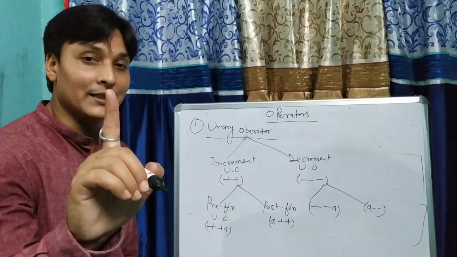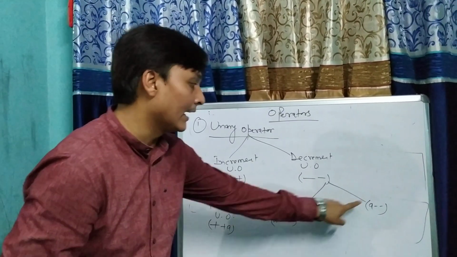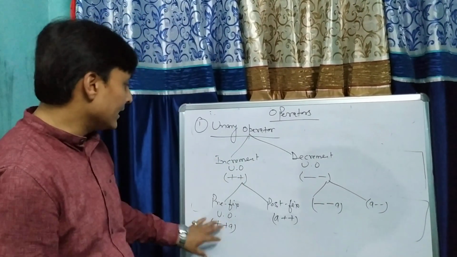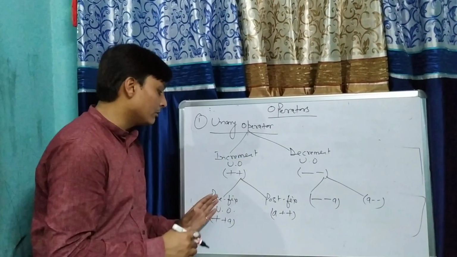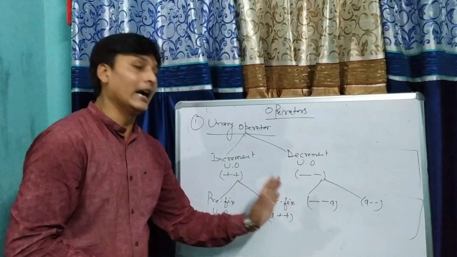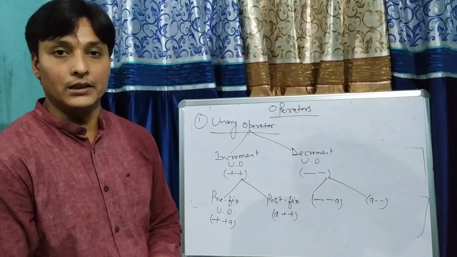But the operand will be single. Here I am using operand a. It's a single. So what is happening with plus plus a and a plus plus, or you can say, what is the difference between prefix increment unary operator and postfix increment unary operator?